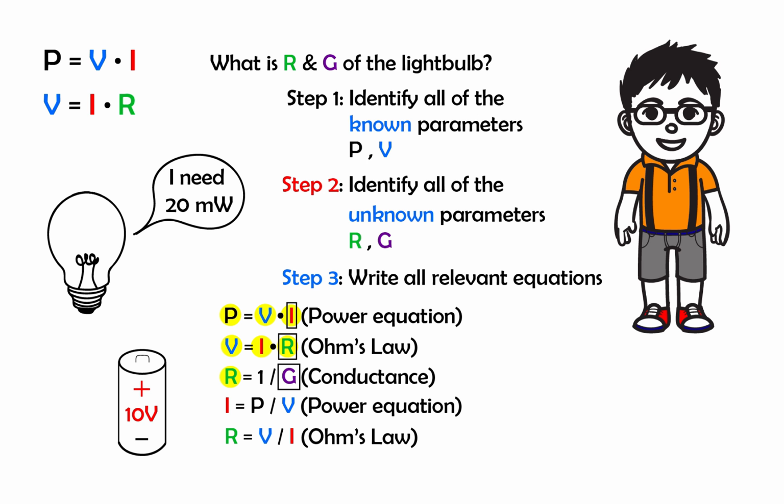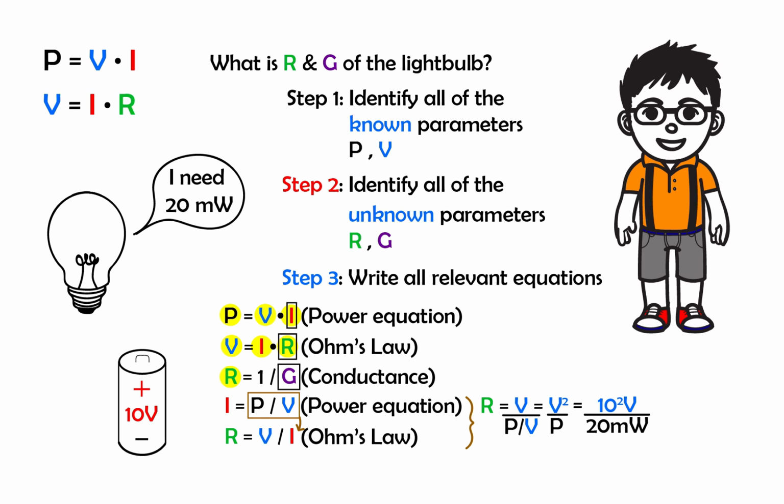Replacing I in Ohm's law by the current from the power equation, we have R equals V divided by P over V, which equals V squared over P. Now we have our answer, so we plug in the numbers. Don't forget to include units in every calculation.